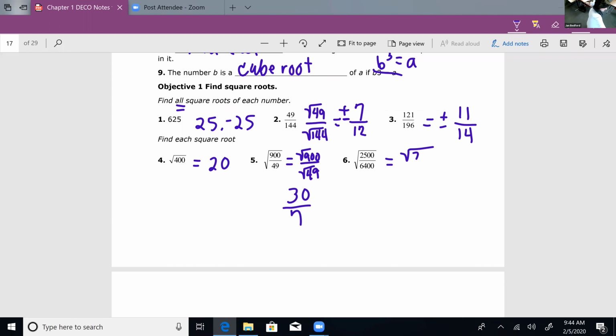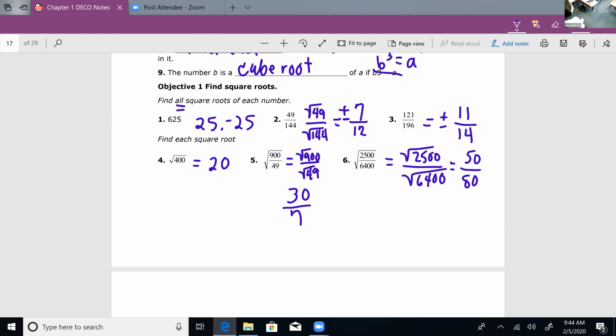What's this going to be? So he says 50 over 80. Do y'all agree with that? The square root of 2,500 is 50. Square root of 6,400 is 80. Now, does that reduce down? You said reduce it. Mm-hmm.